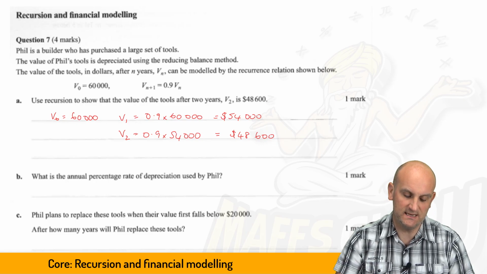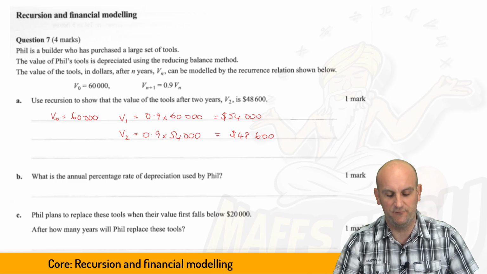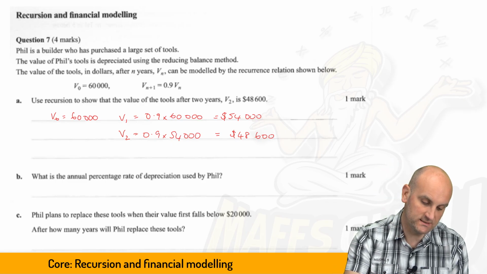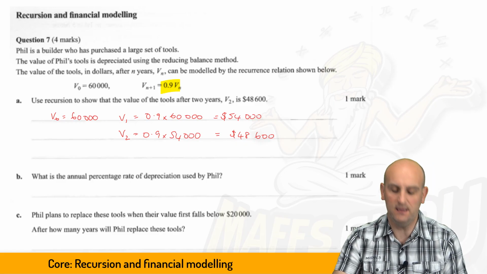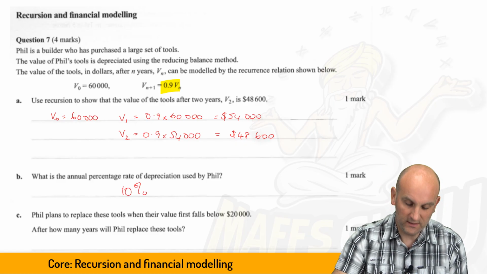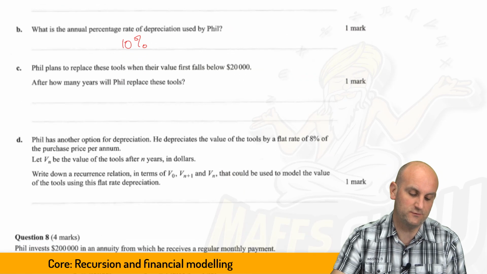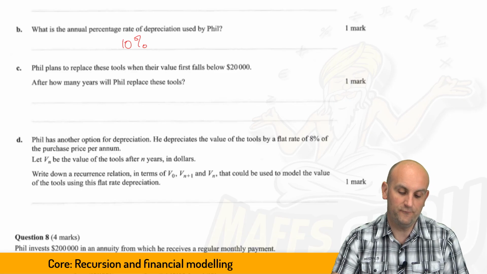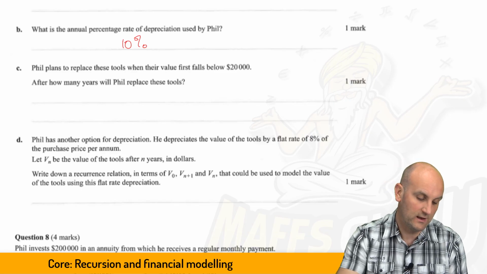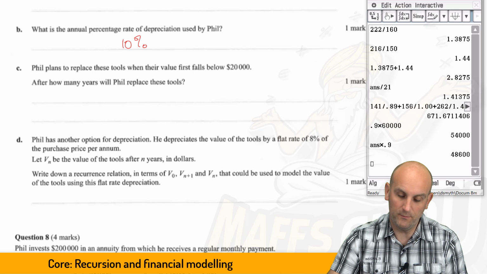What is the annual percentage rate of depreciation used by Phil? We know our multiplier was 0.9, and that means that it is depreciating by 10%. Fingers crossed you should be able to just have looked at that question and known the answer. Phil plans to replace these tools when their value first falls below $20,000. After how many years will Phil replace these tools?